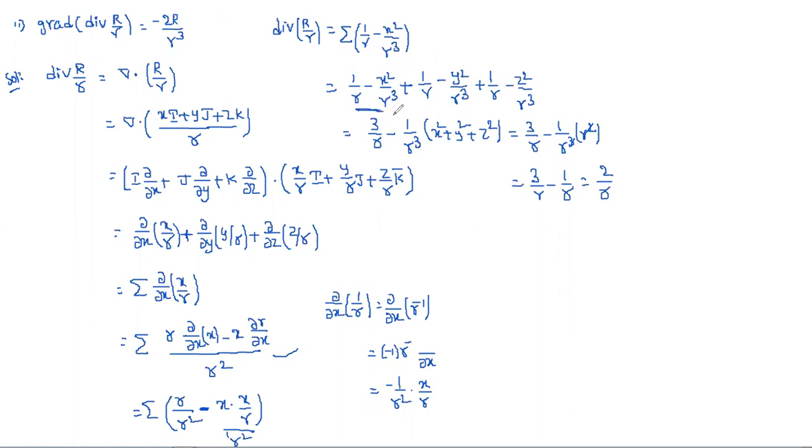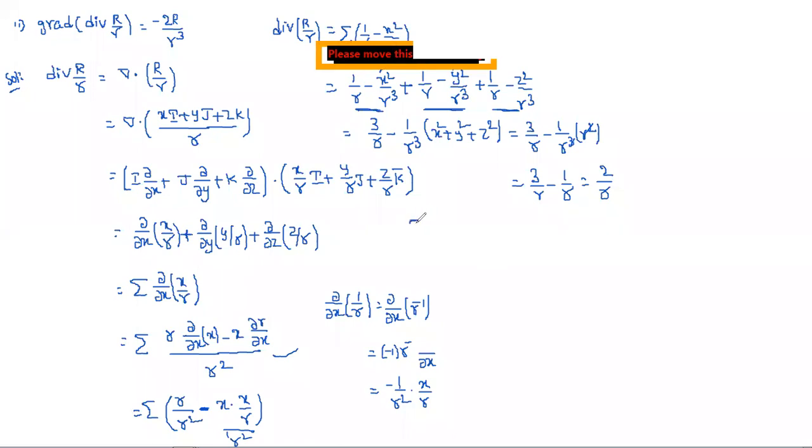This is the derivative for x, and if you apply the derivative for y, simply we get it as it is. In place of x we'll get y, and with respect to z we'll get 1 by r as it is, and in place of y we'll get z. And 1 by r plus 1 by r plus 1 by r is nothing but 3 by r, and next minus 1 by r cube is the common one. If you take that as common, we'll get x square plus y square plus z square, and then 3 by r minus r square by r cube. So this is nothing but 3 by r minus 1 by r, 2 by r.